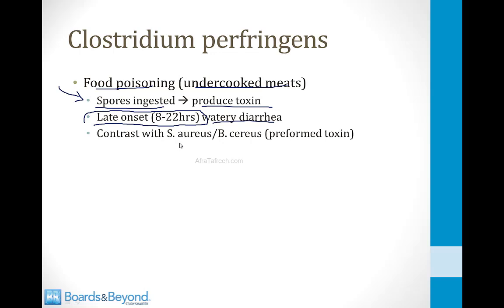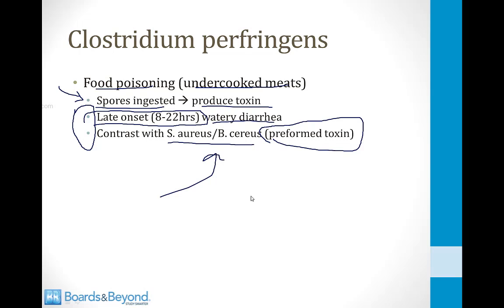Now contrast this with food poisoning from Staph aureus or Bacillus cereus. In both of these bacteria, what you ingest is a preformed toxin, so you get sick much quicker, usually in about 3 to 6 hours. And it's high yield to know this difference between early onset and late onset diarrhea in food poisoning as pertains to Clostridium perfringens versus other bacteria like these two here.